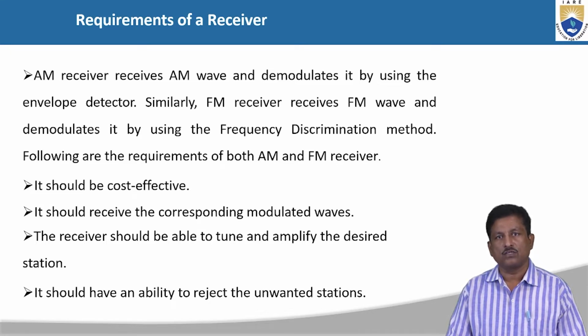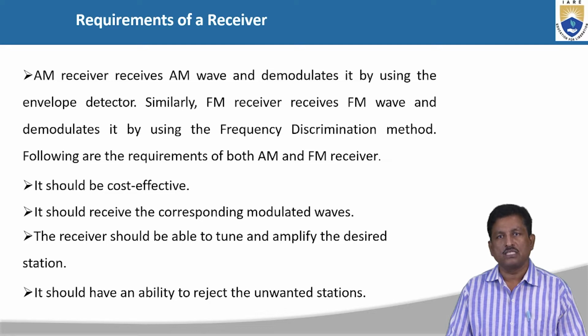There are two types of demodulation techniques. One is the square law detector, another one is the envelope detector. These are the two demodulation techniques used in the case of AM receivers. Similarly, coming to the FM receivers, here also we take the frequency discrimination method and the phase discrimination method for the FM receivers. We'll see what the basic advantages are.